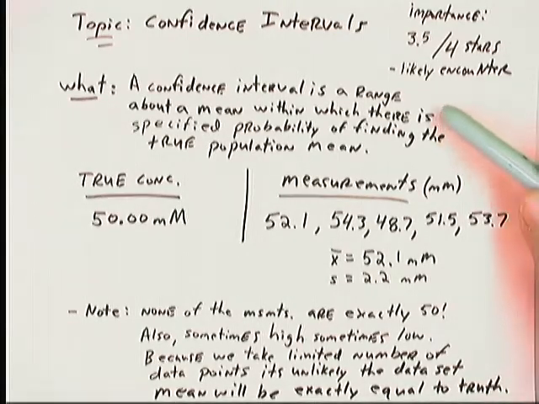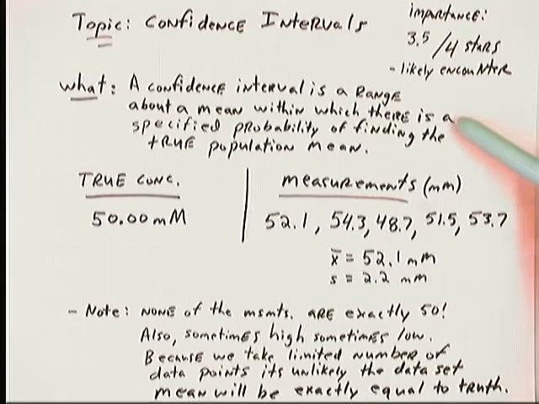A confidence interval is a range about a mean within which there is a specified probability of finding the true population mean. That definition may not mean a whole lot to you right now. It's a little bit confusing, okay? But we're going to break it down a little bit and explain it in a little bit more practical terms.